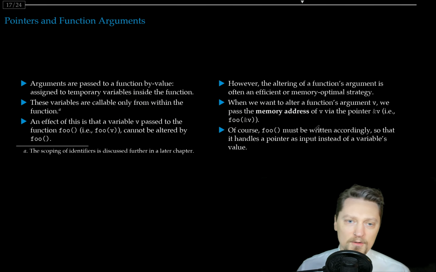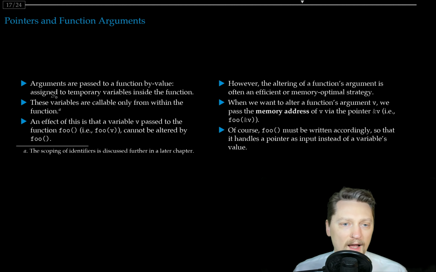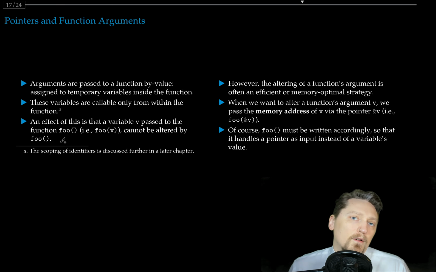Pointers and function arguments. Arguments are passed to a function by value, which is to say assigned to temporary variables inside the function. These variables are callable only from within the function. An effect of this is that a variable v passed to the function foo, i.e. foo of v, cannot be altered by foo. So inside of foo, we can't alter the variable v that's outside of foo.